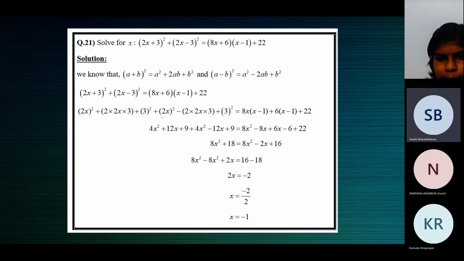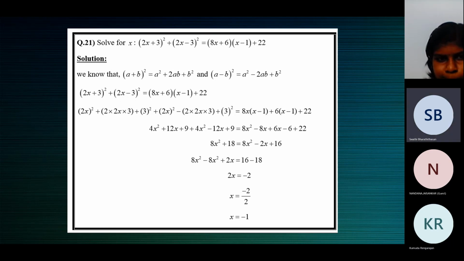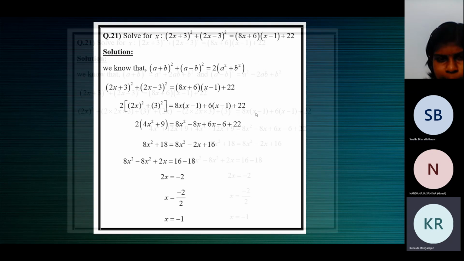Yes, ma'am, understood. All right. And what else, Swati? Ma'am, that's it, ma'am. I can't understand the first and the second step. Now you got it? Yes, ma'am, got it. All right, children. Children, please take a screenshot.